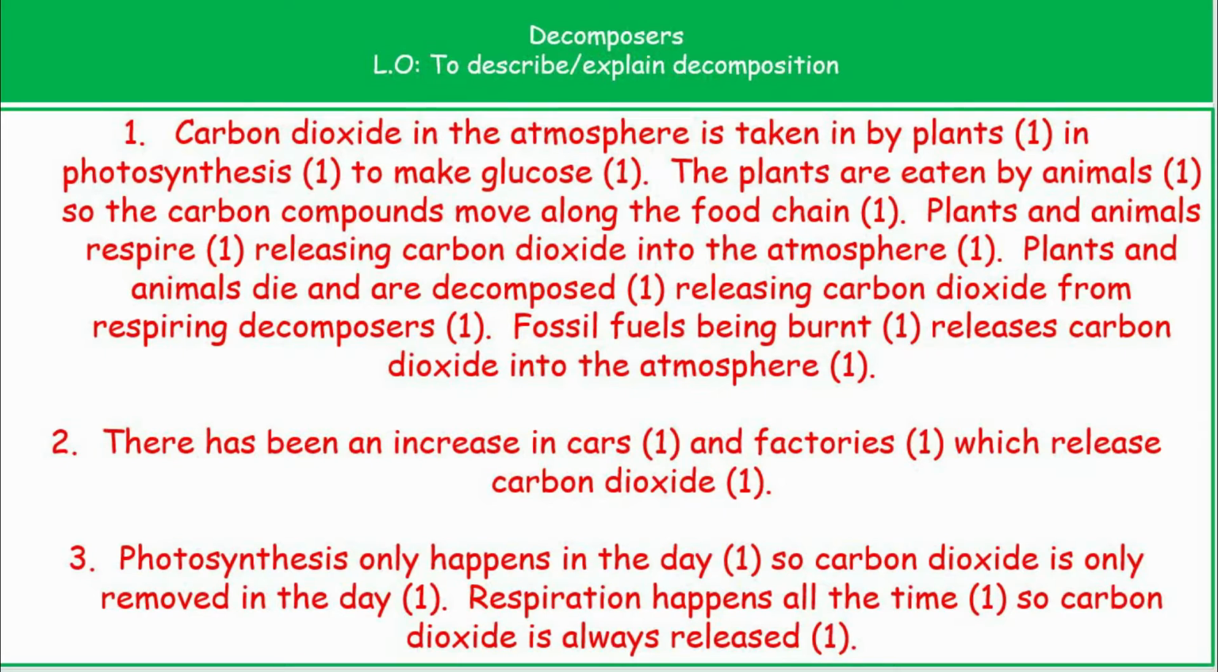The last one then, question 3, is why we get that variation across a 24-hour period. Your first mark is for pointing out that photosynthesis only happens during the day. Second mark is for saying that carbon dioxide is only removed in the day. Third mark is that respiration happens all the time. And the fourth mark there is so carbon dioxide is always released.